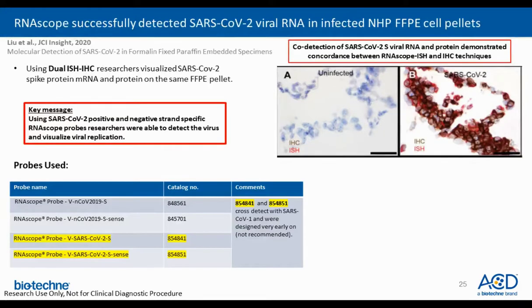In the same paper, lastly, they show the adoption of our dual ISH-IHC technique that I talked about earlier. In this paper, they combined both the RNAscope SARS-CoV-2 probe as well as its antibody in the same tissue section to simultaneously visualize both RNA and protein, truly highlighting the power of this dual ISH-IHC technique.